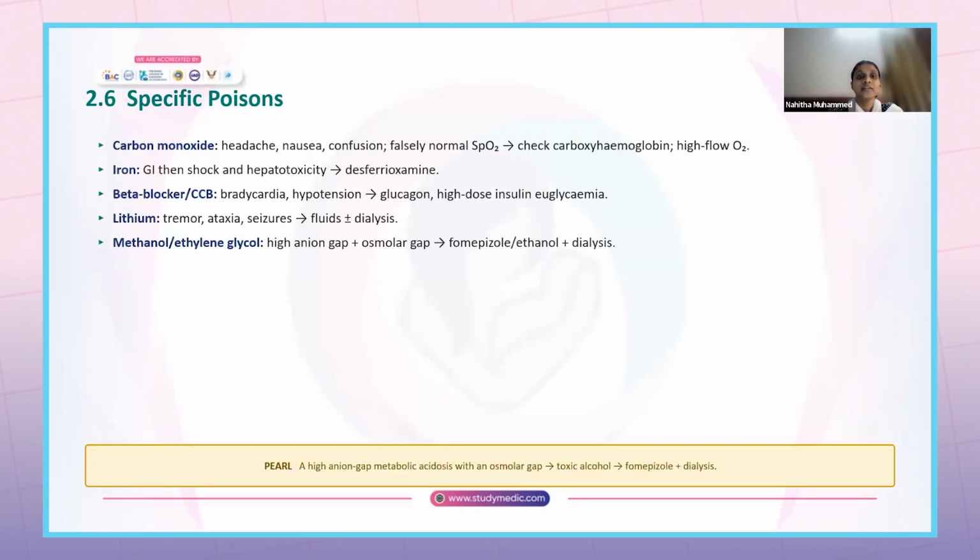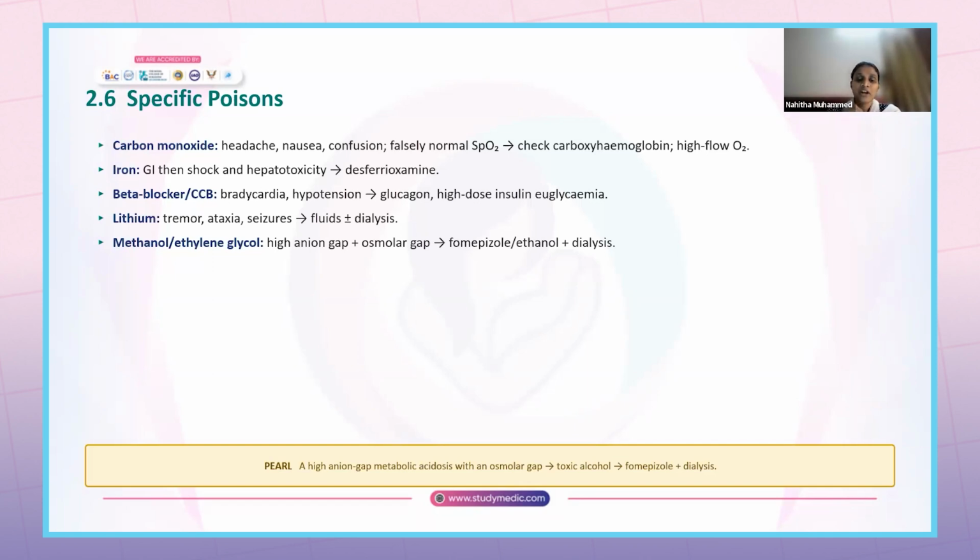So carbon monoxide: there will be headache, nausea, confusion, and a false normal SpO2. In this patient, we have to check ABG. Then only we can understand the correct value of saturation. We also have to look for the carboxyhemoglobin level. The treatment is high flow oxygen or hyperbaric oxygen.